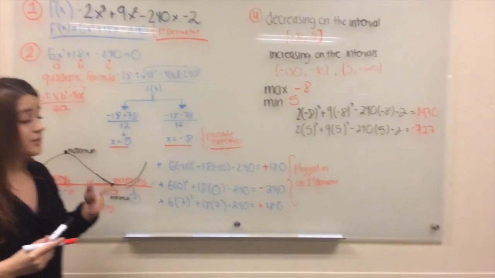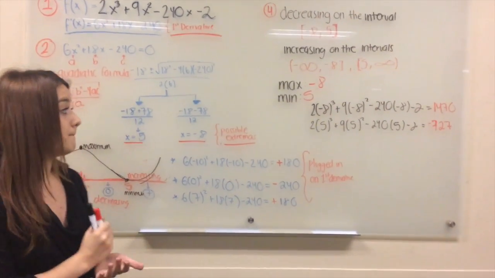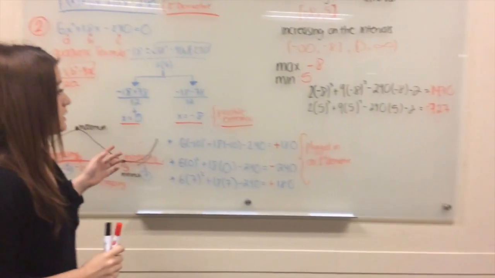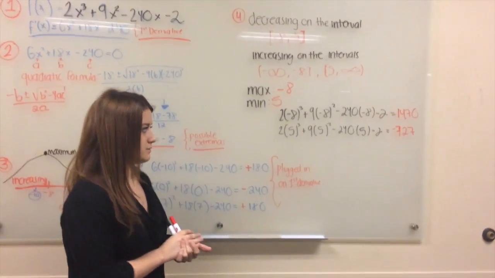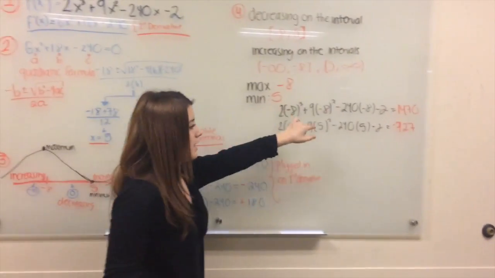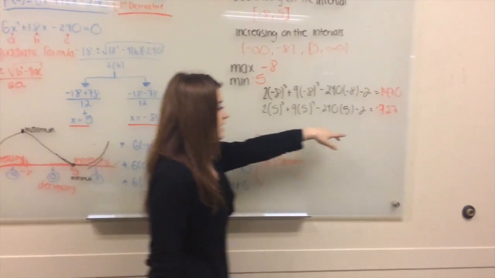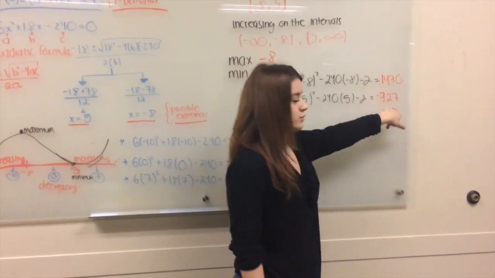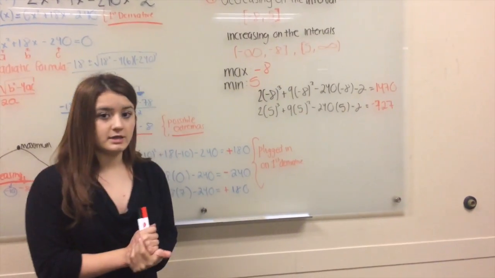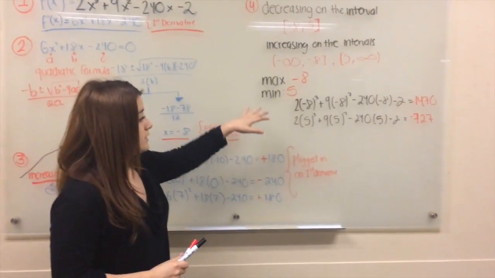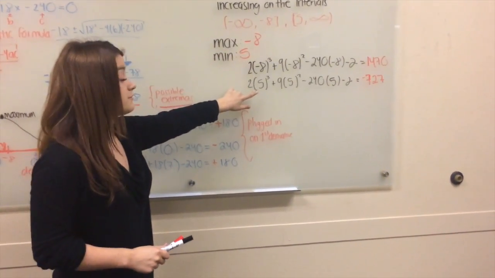The other thing that we can do to determine which x value is our max or min is plug it into the original function to find the y values. So for example, for negative 8, I have 1,470. And for 5, I have negative 727. Because the y value of negative 8 is the largest, this means that this is my max, and 5 is my min.